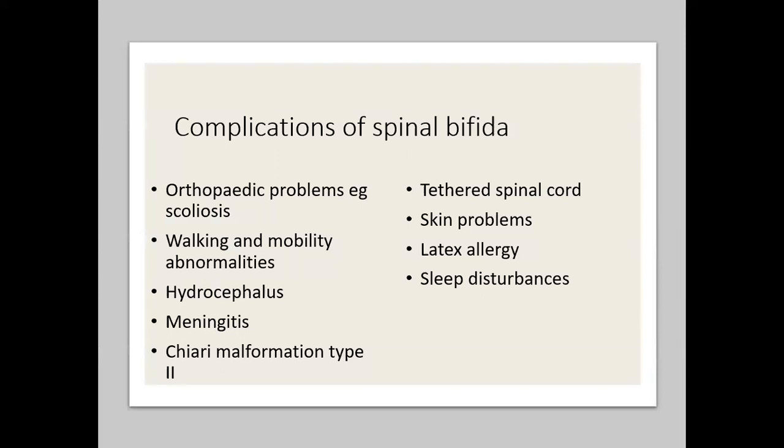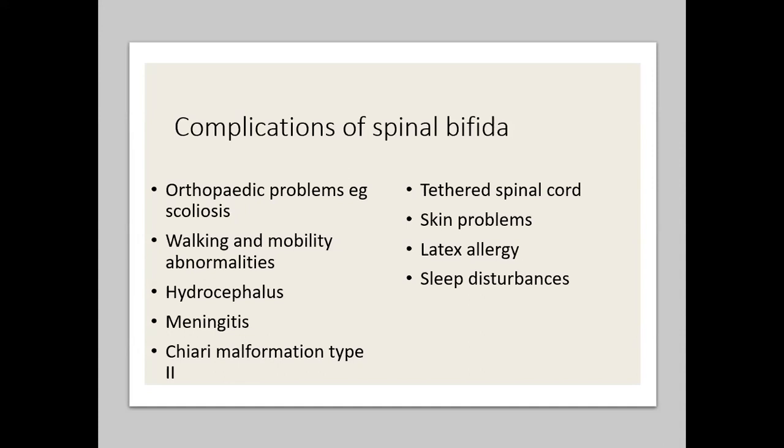So there are a lot of complications of spina bifida. You can have orthopedic problems such as scoliosis, because of the nature of the vertebral column. You can have postural abnormalities such as walking and mobility problems. And there could be obstructions to CSF flow, which can lead to hydrocephalus. The meninges are exposed, so they can have meningitis.